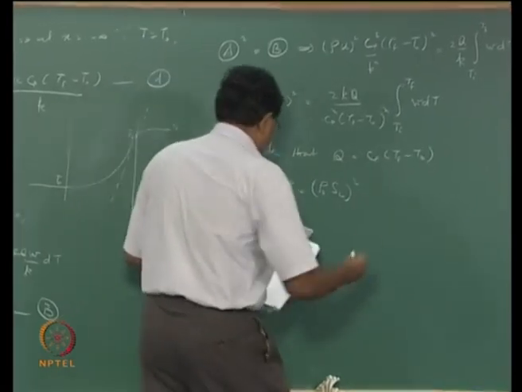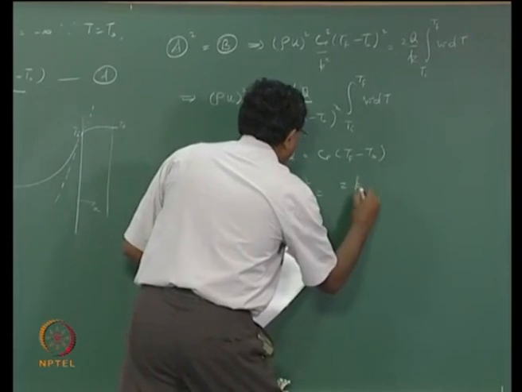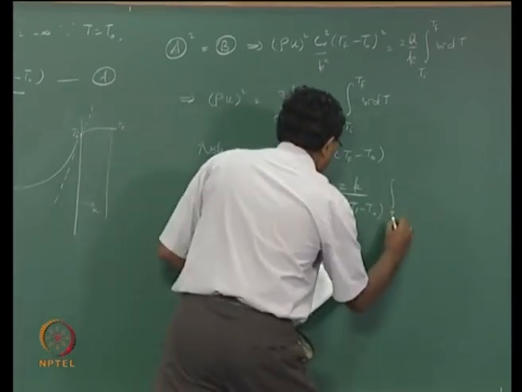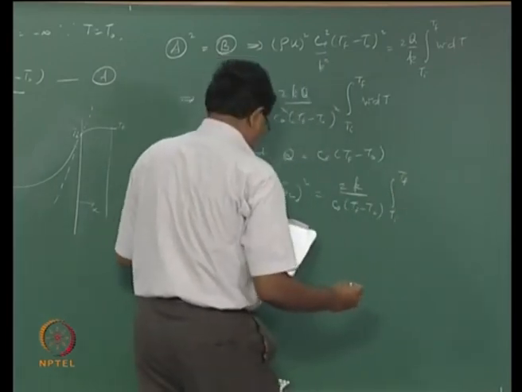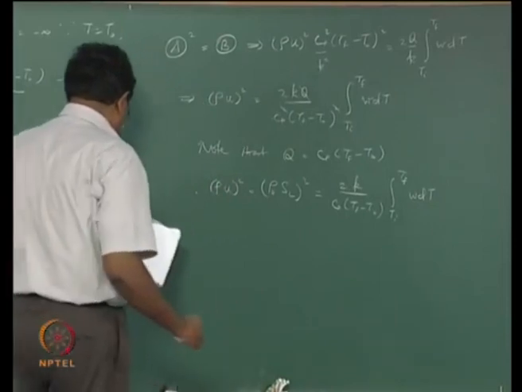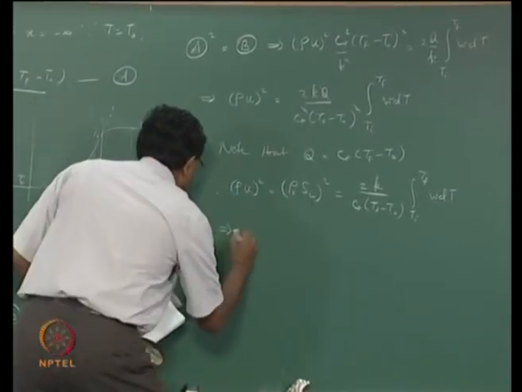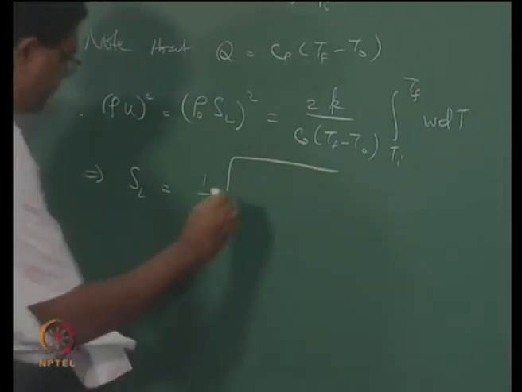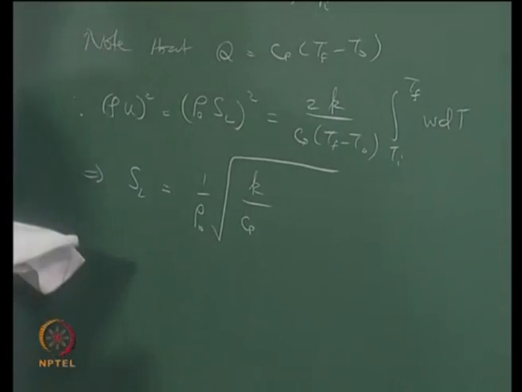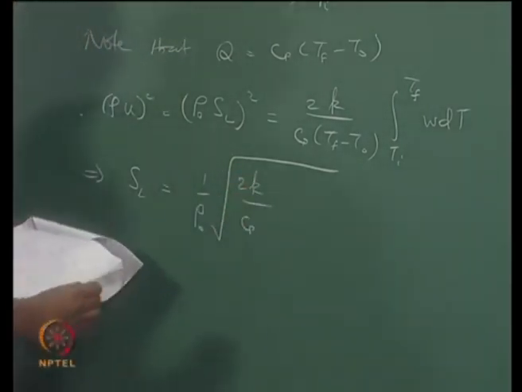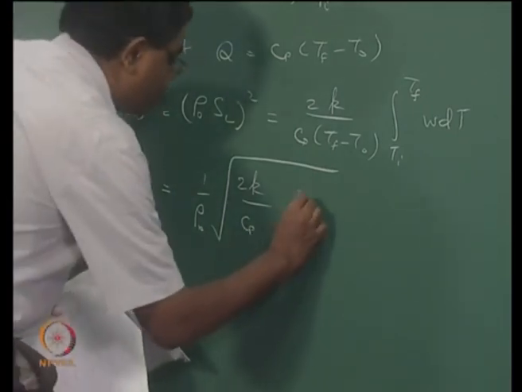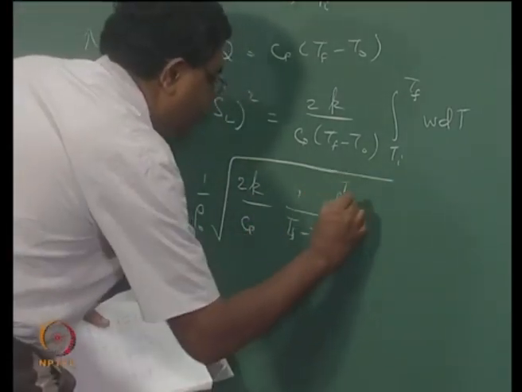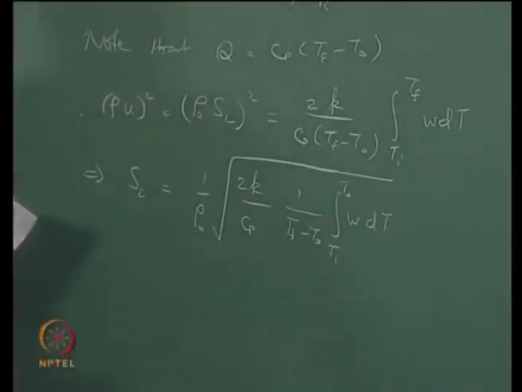So there we are. You could now write this as 2k divided by Cp, Tf minus T naught, integral Ti to Tf of w dt. And we are now going to say SL is equal to 1 over rho naught, times the square root of 2k over Cp, times 1 over Tf minus T naught, integral Ti to Tf of W dt.